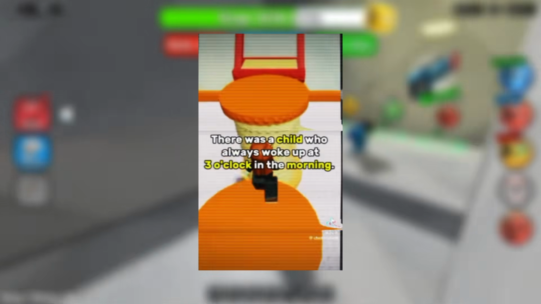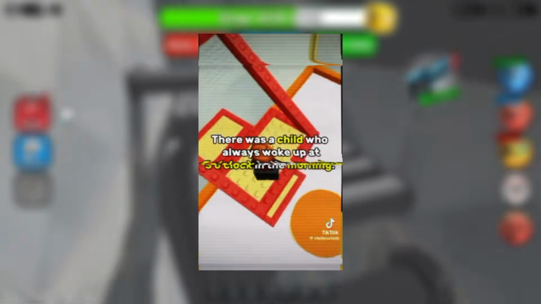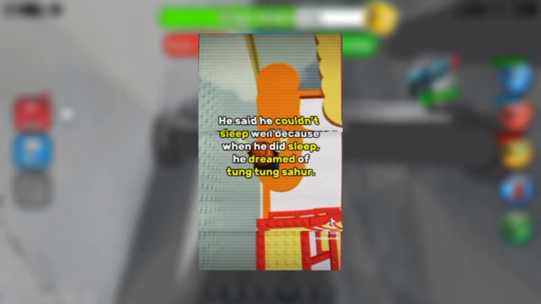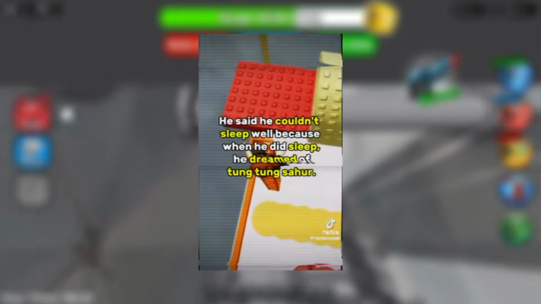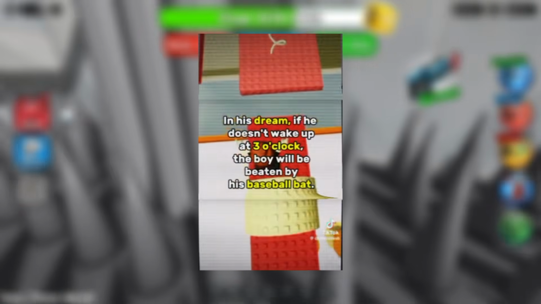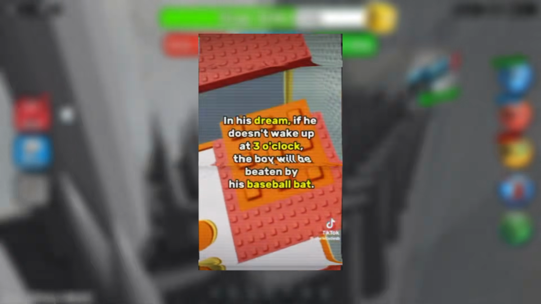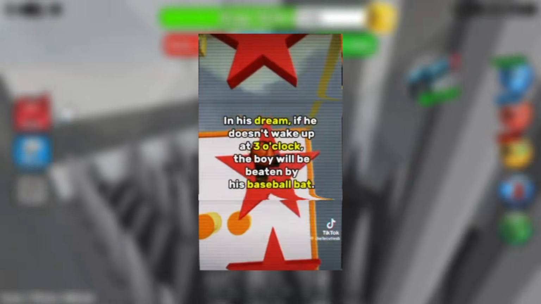Anyways, thank you. There was a child who always woke up at 3 o'clock in the morning. He said he couldn't sleep well because when he did sleep, he dreamed of Tung Tung Sahur. In his dream, if he doesn't wake up at 3 o'clock, he will be beaten with a baseball bat.